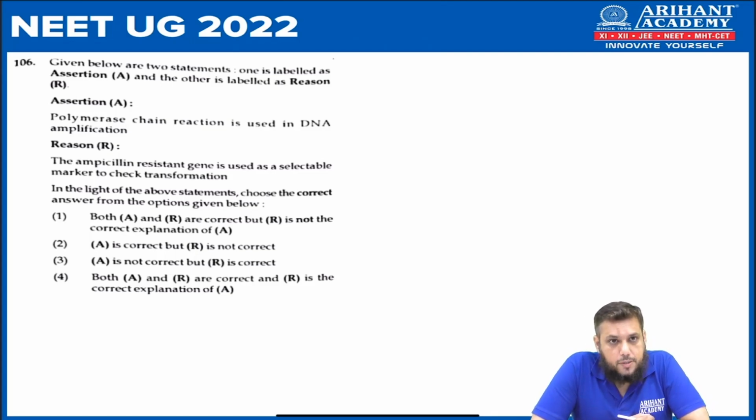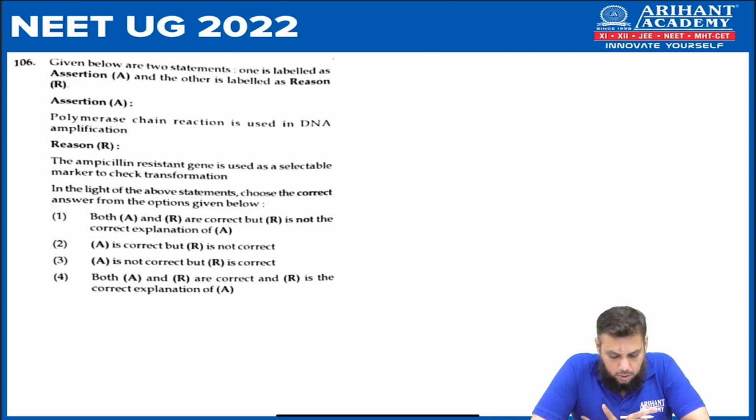Given below are two statements. One is labeled as assertion and the other is labeled as reason. Assertion: A. Polymerase chain reaction is used in DNA amplification. That is true, that PCR technique is defined as amplification of DNA in vitro, where we multiply the number of DNA molecules. The reason, the ampicillin resistant gene is used as a selectable marker to check the transformation.